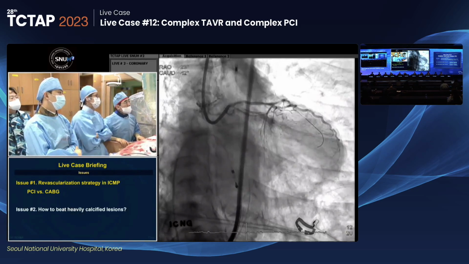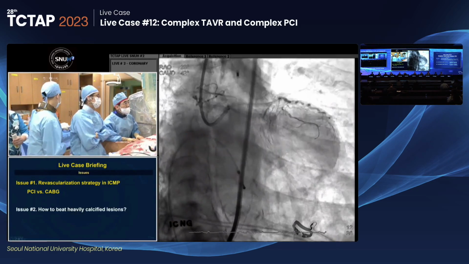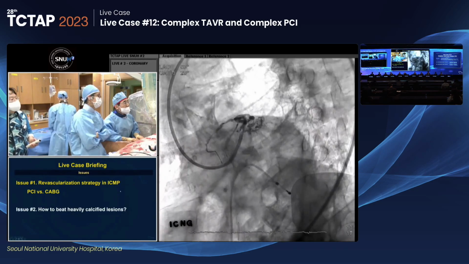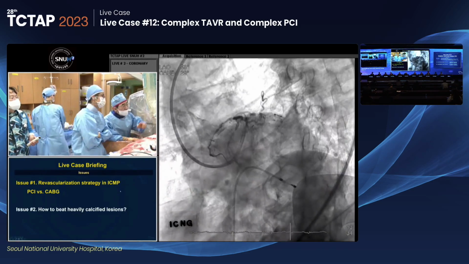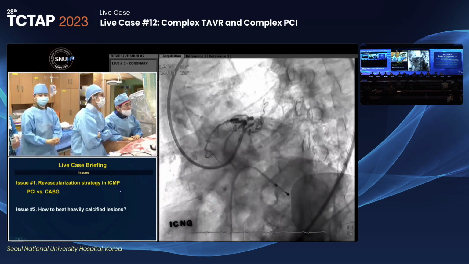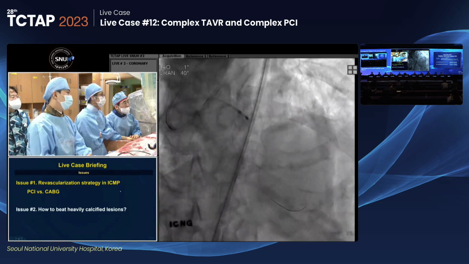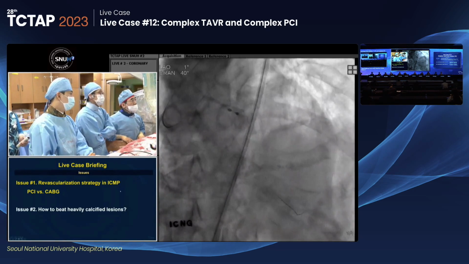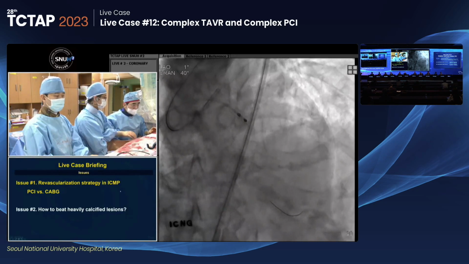So Dr. Wang advanced the wire while I do TAVI. Here we can see the proximal LAD showed a very tight lesion. Okay, then we are going to do rotablation, balloon angioplasty and DES implantation.